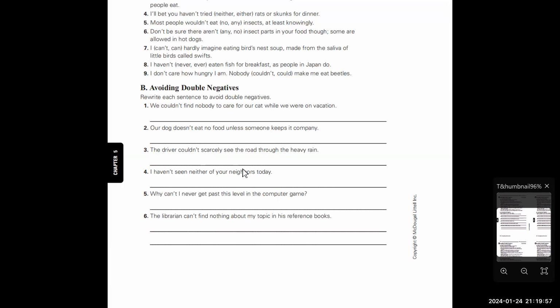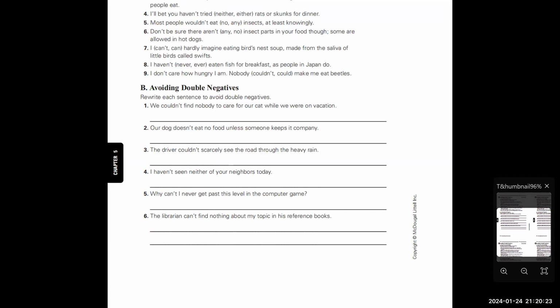We couldn't find anybody to care for our cat while we were on vacation. Okay, that's correct. Number 2. Our dog doesn't eat any food unless someone keeps it company. Okay, company. That's correct.